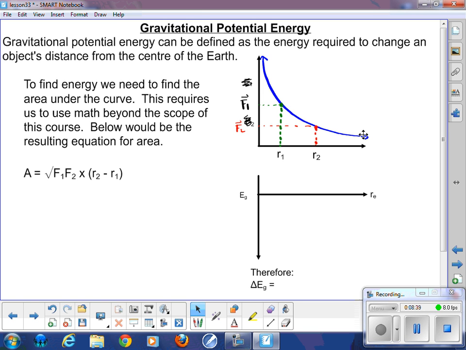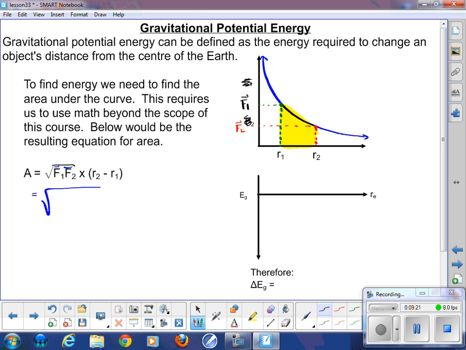So to find the energy required, it means we have to find the area under the curve. If you remember back to last unit when we talked about spring energy, it was the area under the curve. Now, this is going to take calculus, and I'm not going to go into calculus. So what we have is a bit of an approximation formula here to the left. We're going to use this formula: area equals the square root of F1 times F2 multiplied by R2 minus R1. I'm just going to tell you it comes from calculus, and you're just going to have to accept that. So F1 and F2, what are they equal to?